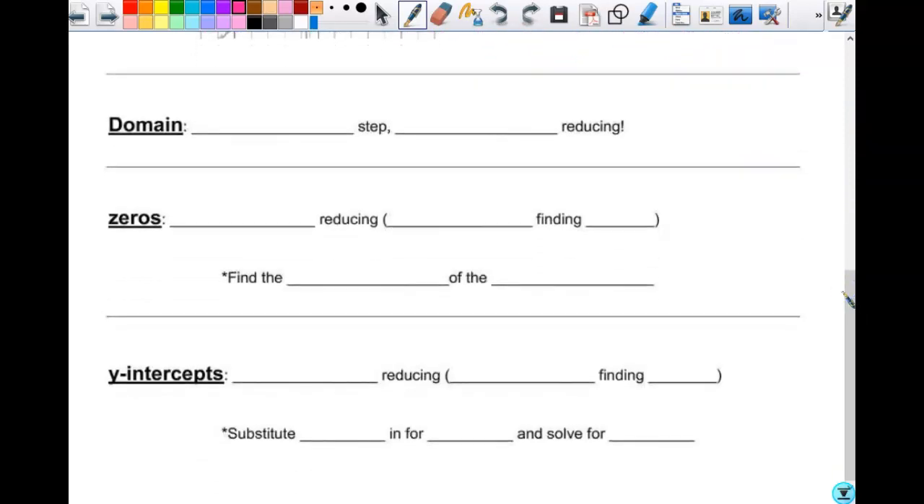Okay, so to find the domain, this is important. We do this first. It's the first step before reducing. So not really, the very first step is going to be factoring, but the first thing that we find then is going to be the domain. You have to do that before reducing, because those holes that we find when we reduce affect the domain, so this is important.